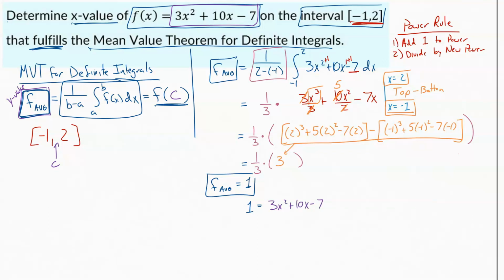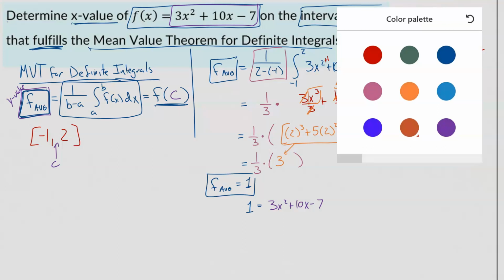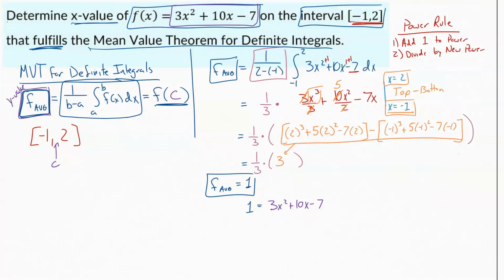To solve a problem like this, anytime you've got a power of 2 or greater, the process is usually the same. You need to get this thing set equal to 0 and then factor it. So we start off, we're going to subtract 1 from both sides to get it set equal to 0. So we get 0 equals 3x squared plus 10x, and then -7 minus 1 is going to get us -8. Next move is to factor this thing.